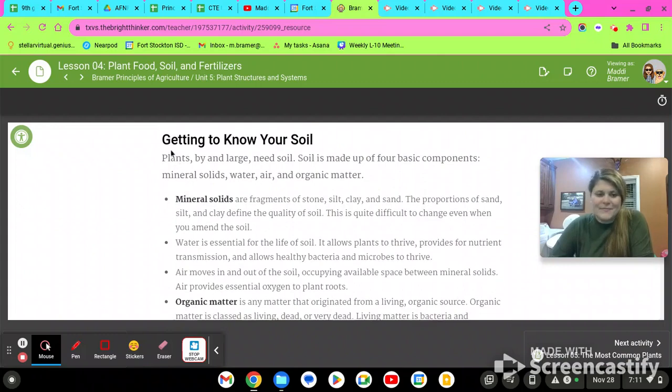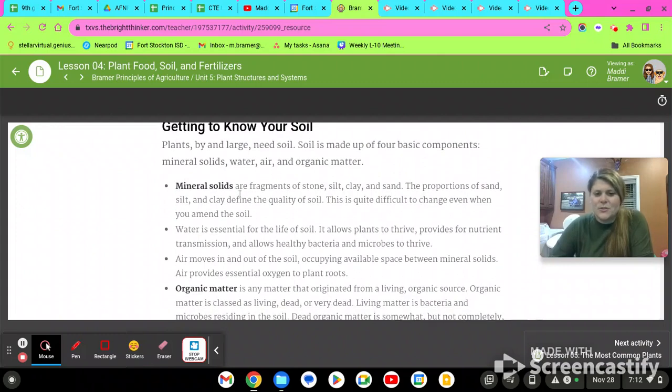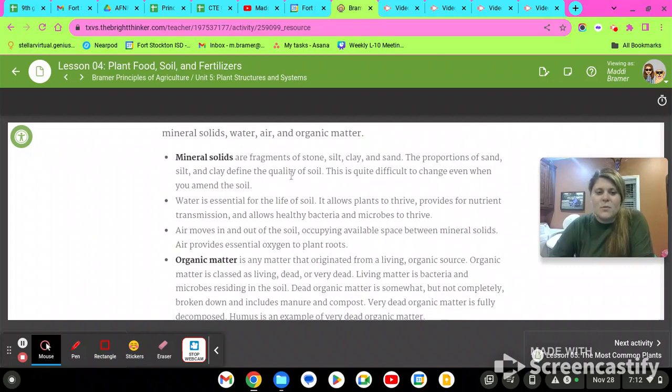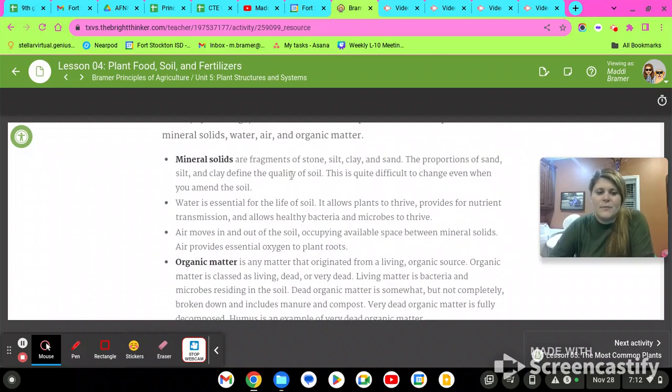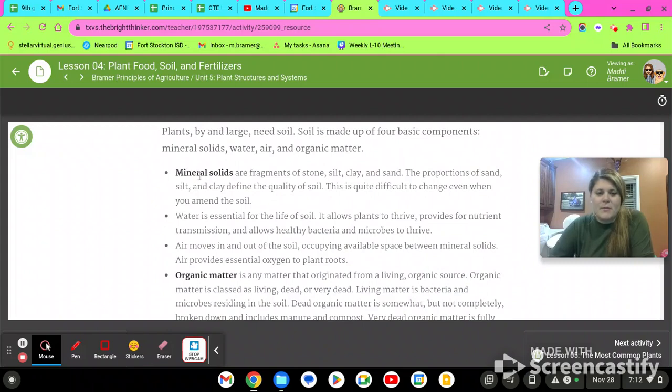So getting to know your soil. Soil is a super huge part of growing plants. It's made up of 4 materials. So it's going to be made of mineral solids, which are fragments of stone, silt, clay, or sand. The proportions are going to define the soil.